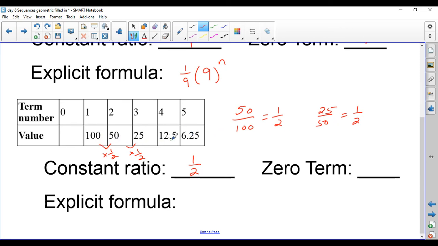So if I multiply by 1/2 going this way, going backwards, I would divide by 1/2. So now I need to flip it. Dividing by 1/2 is the same as multiplying by 2. The number before 100 should be 200. Zero term goes first, the ratio goes inside the parentheses, and the n is the exponent.